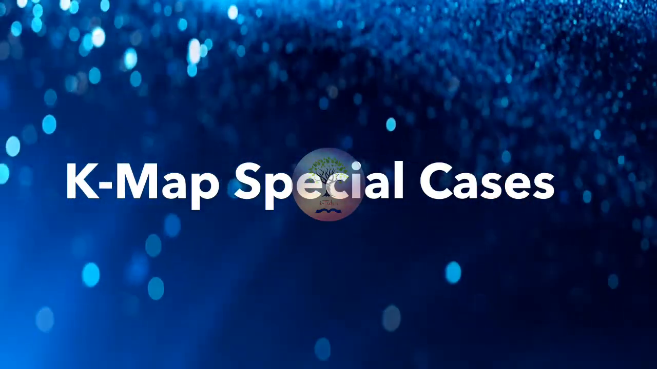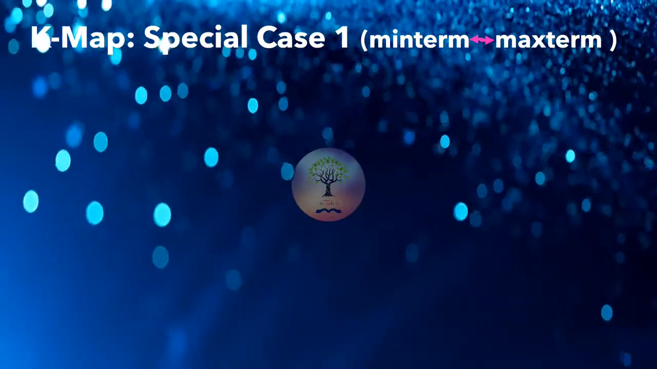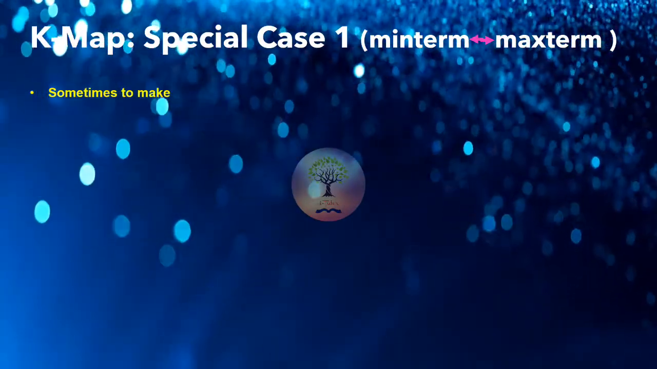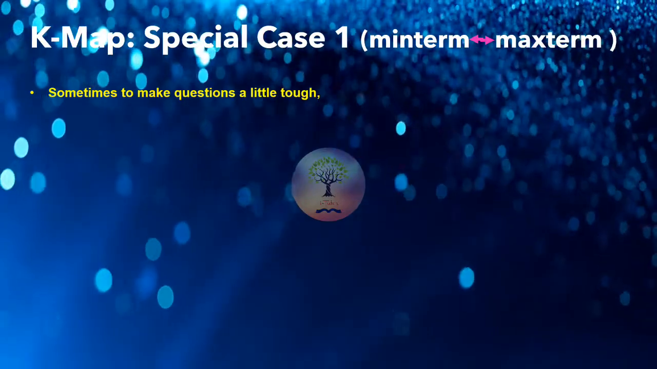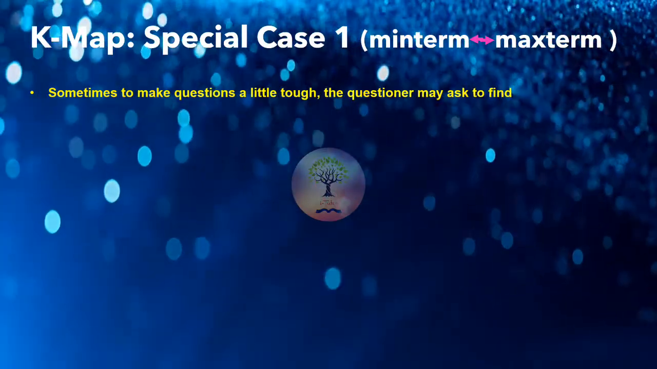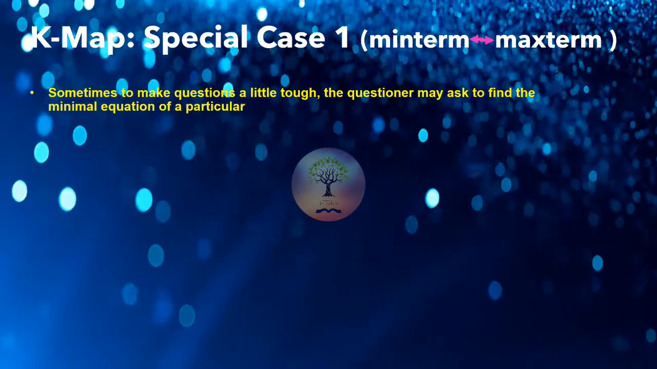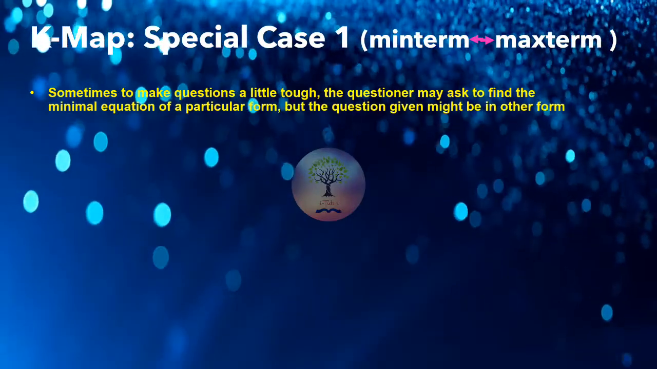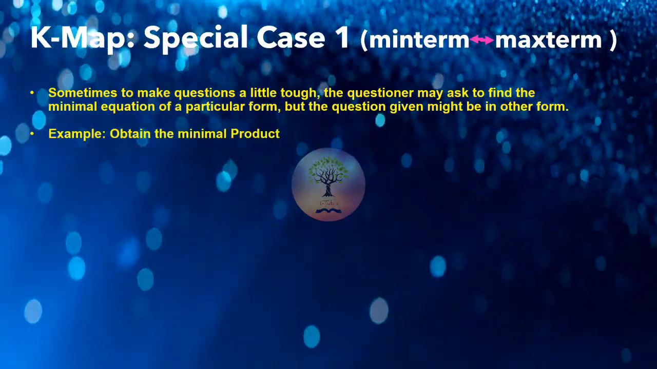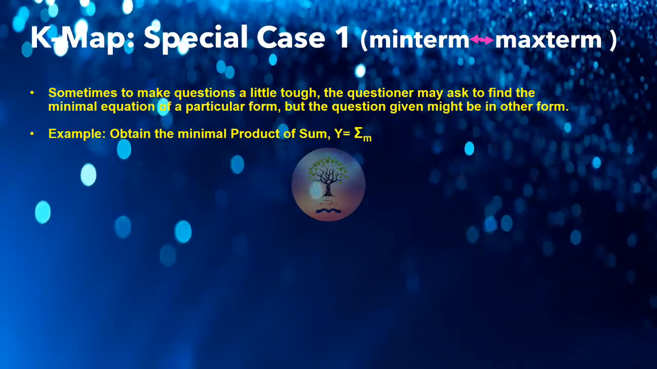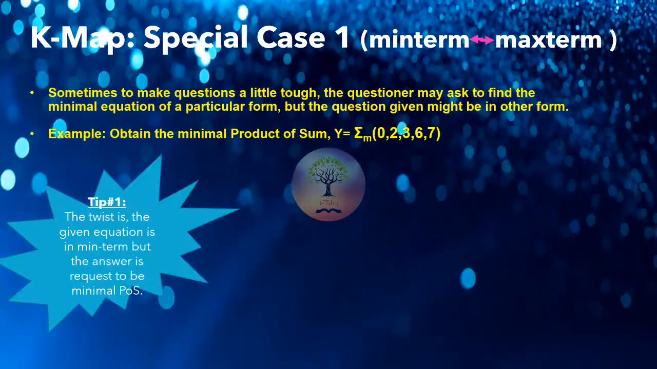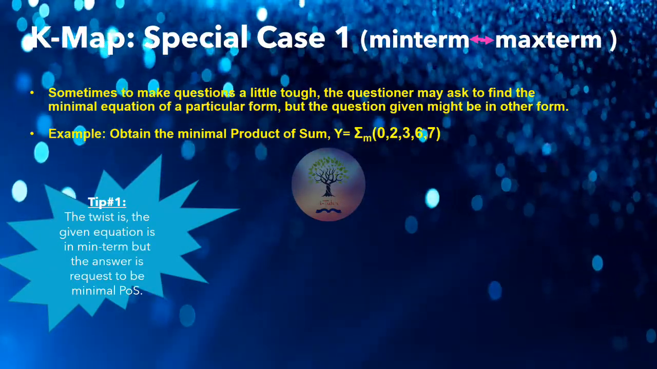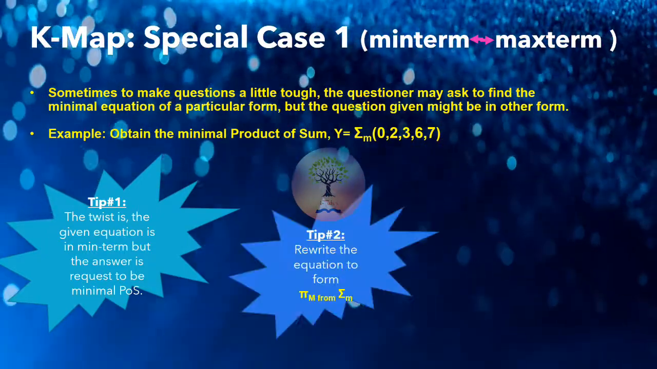KMap. Special case 1. Minterm to max term or max term to minterm. Sometimes to make questions a little tough, the questioner may ask to find the minimal equation of a particular form, but the question given might be in another form. Obtain the minimal product of sums y equals sigma m 0, 2, 3, 6, 7. Here, the given variables are in terms of minterms, but the question is to find the minimal POS, that is minimal max terms.